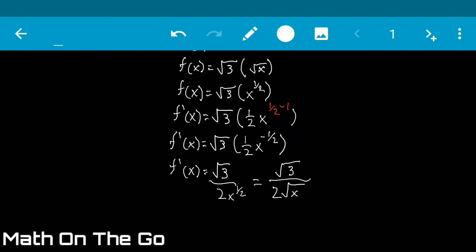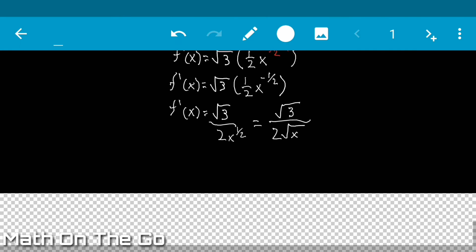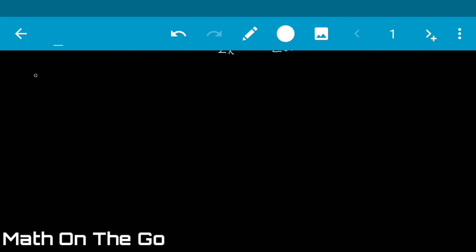Let's have a look at one more derivative for this video. Let's say we have f of x equals 4x cubed minus 1 over 3x to the 5th plus x minus 23.